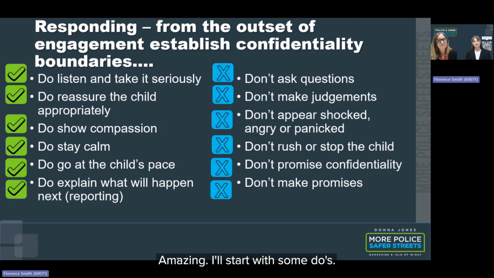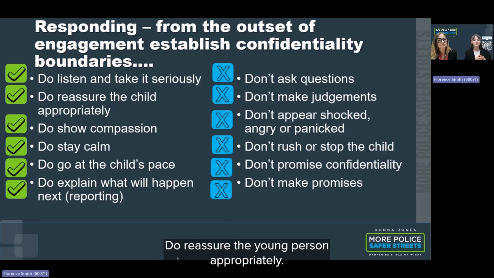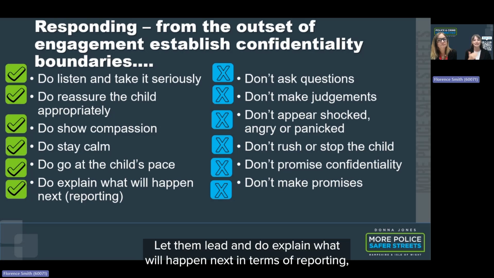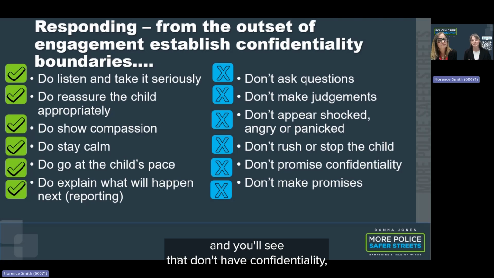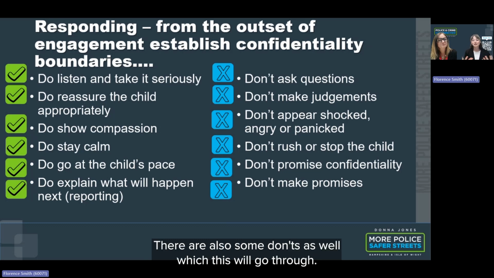I'll start with some do's. If a young person discloses to you or is beginning that conversation, do listen and take it seriously. Do reassure the young person appropriately, show compassion, stay calm and go at the young person's pace. Let them lead. And do explain what will happen next in terms of reporting. You'll see the don't of confidentiality, but make sure they understand the next steps, and hold and contain that emotional space. But there are also some don'ts, which Liz will go through.